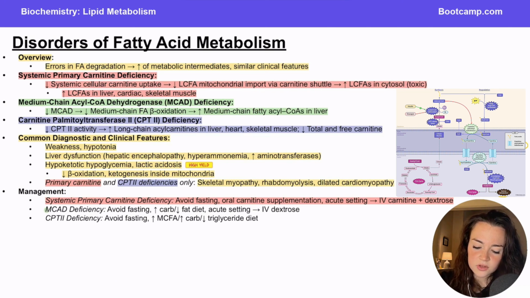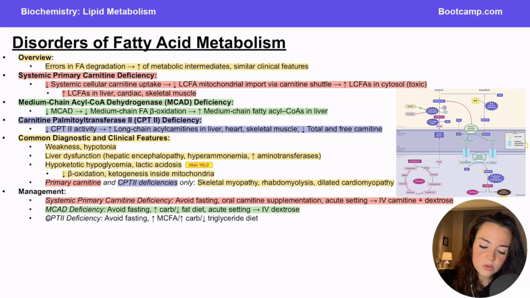In an MCAD deficiency, again, avoid fasting. Here you're looking for a high carb and a low fat diet. We can't do beta oxidation. We're going to want to rely on glucose instead of fatty acids for our energy. In the acute setting, again, you're going to give IV dextrose, basically just giving them sugar.